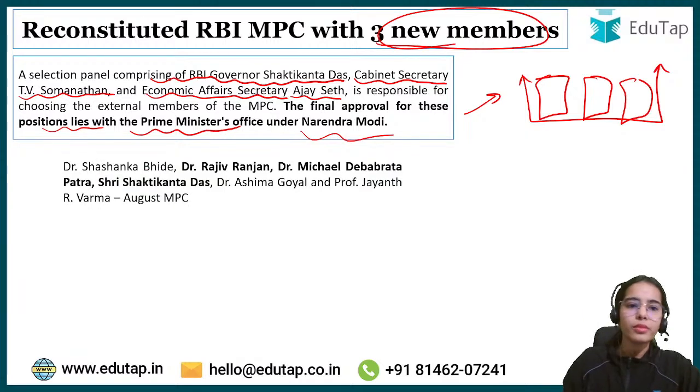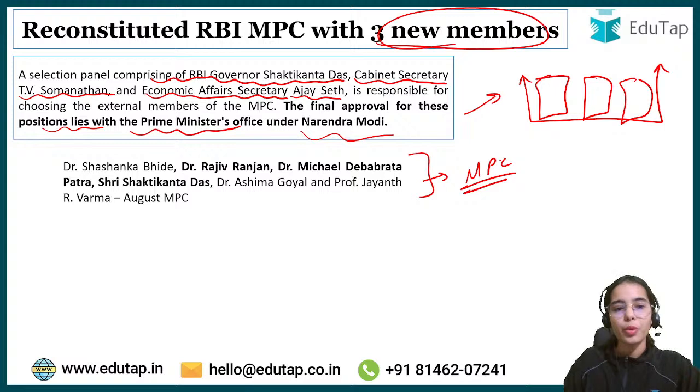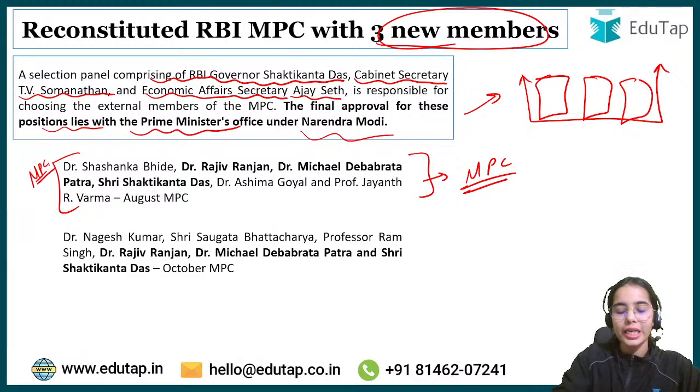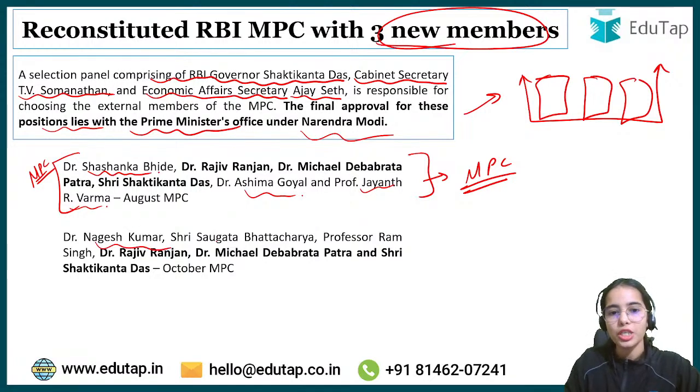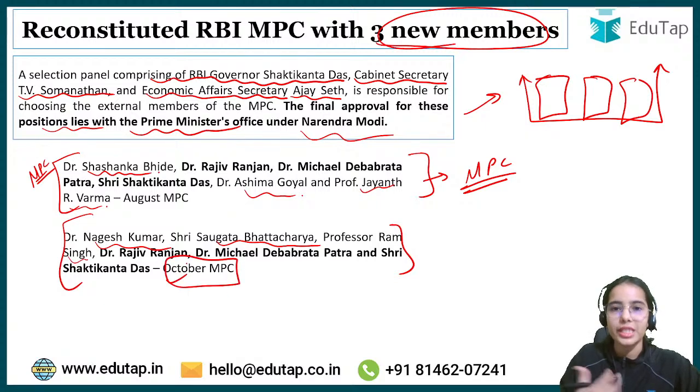Okay. So before, in the last Monetary Policy Committee, these were the members of the Monetary Policy Committee. Now the external members Shashanka Bhide, Ashima Goyal and Jayanth R. Varma have been replaced with Nagesh Kumar, Sugata Bhattacharya and Ram Singh. These are the 3 new members that have sat for the new Monetary Policy Committee meeting.